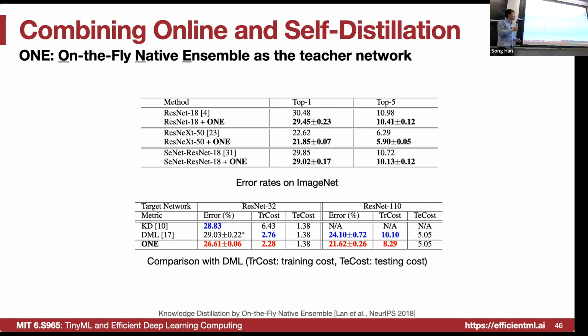And here is showing the results of this on the fly native ensemble method. On top of baseline networks, it consistently improves the error rate on ImageNet. Also compared with deep mutual learning, where you have to train two models, now you just have to train one model. The accuracy is consistently higher. Sorry, this is showing the error is consistently lower.